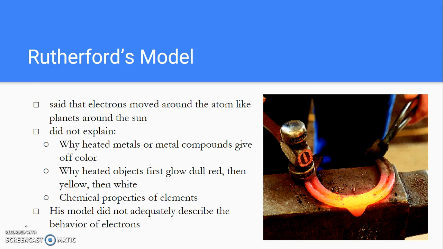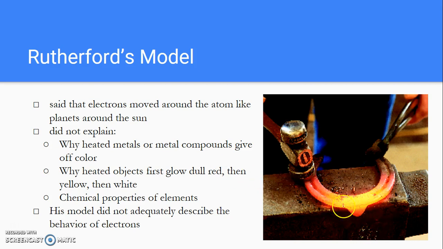The problems with Rutherford's model, and I don't really know why this was an issue for the scientific community, but they found fault with it, was that he could not explain why heated metals or metal compounds would give off color, and that would be like why fireworks explode and give off different colors. Like some give off green, some give off blue, some red. He couldn't explain that. He couldn't explain why heated objects would glow.